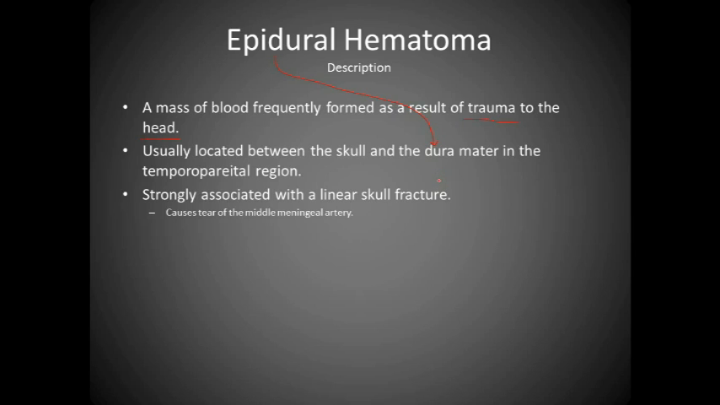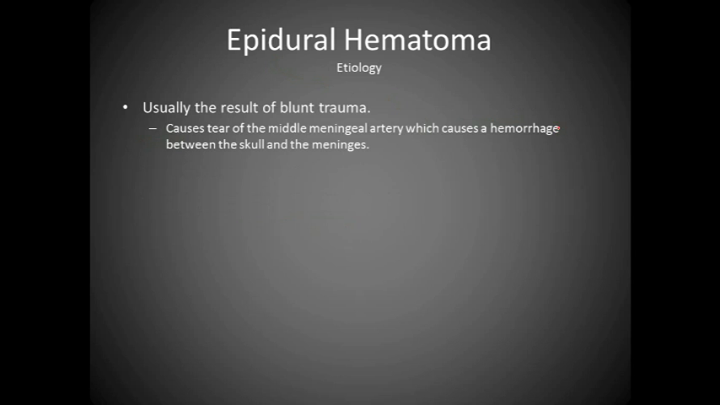And judging by the name, the epidural, we see that it is above the dura mater. And if we recall the layers of the meninges, the dura mater is the layer that is closest to the cranium, so it's blood that basically pools in between the cranium and the dura mater, and that's why we call it an epidural. Epi means above, and so above the dura mater. It's strongly associated with a linear skull fracture, and this really causes a tear of the middle meningeal artery. And so because you have a tear in this artery, that's where the blood is actually going to come from. It causes a tear of the middle meningeal artery, which causes the hemorrhage between the skull and the meninges.